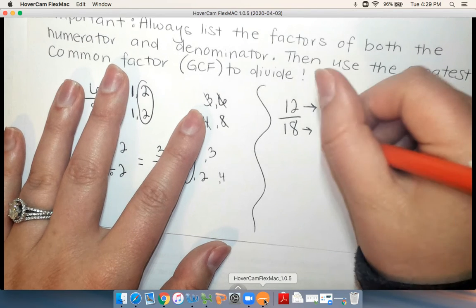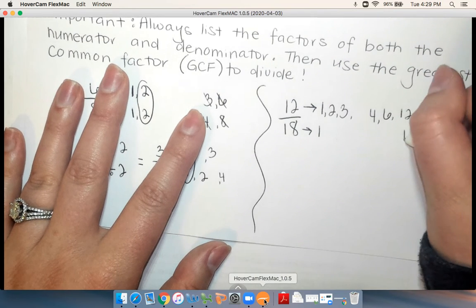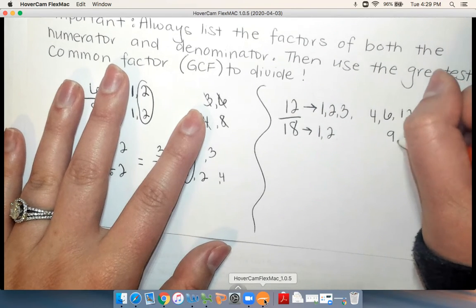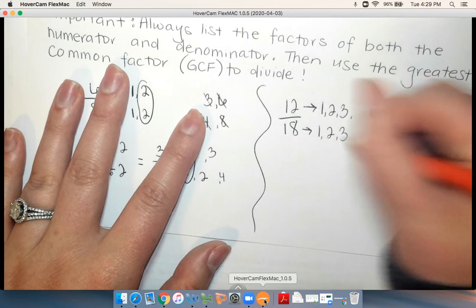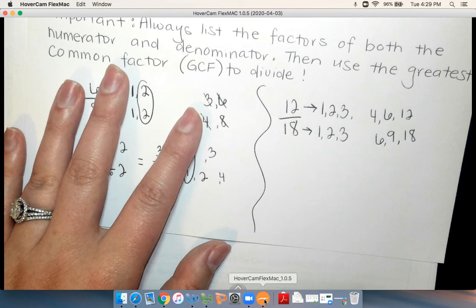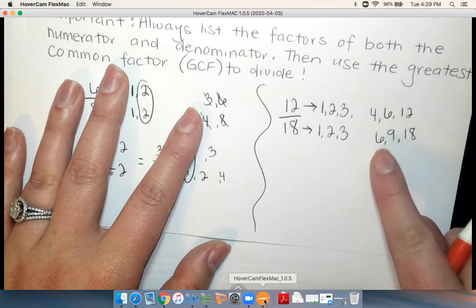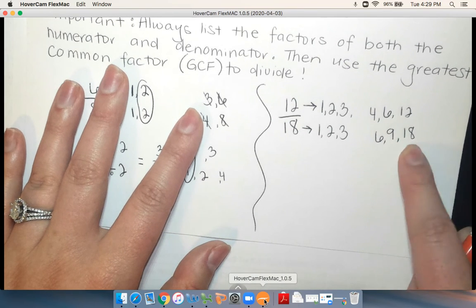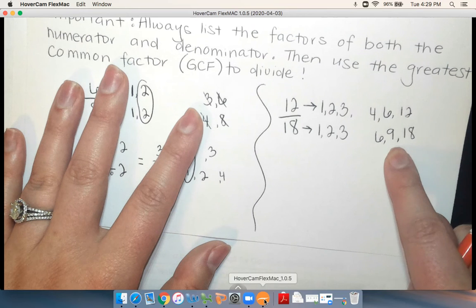Okay, now with 18, same thing. 1 times 18 is 18. 2 times 9 is 18. 3 times 6 is 18. Is there a 4? Nope. 5? Nope. I already have my 6, no 7, no 8, 9, and then there's going to be nothing else in between there. I would have already written it down.